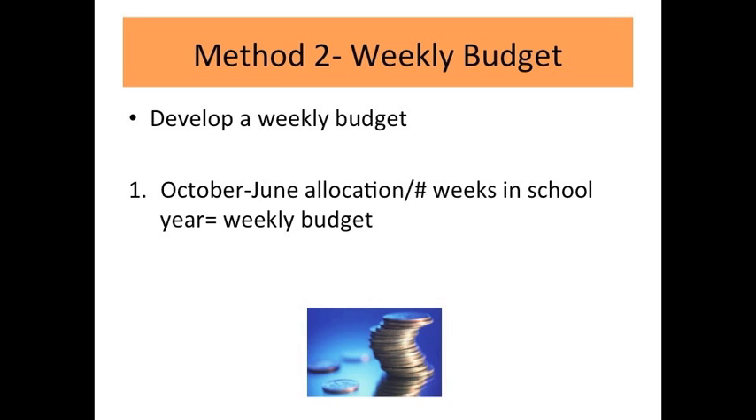The second method is using a weekly budget. This may be helpful for those of you who do the majority of your purchasing on a weekly basis. First, you take your October through June allocation and then divide by the number of weeks in the school year to give you your weekly budget.